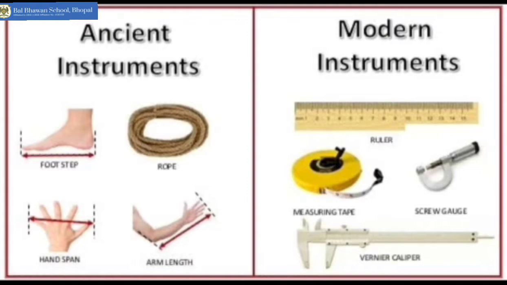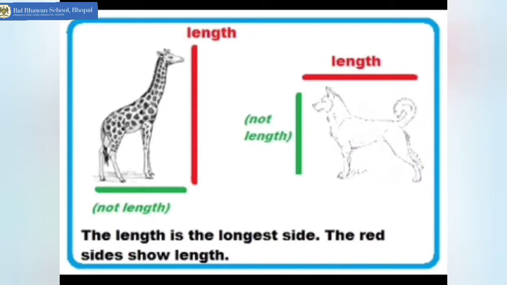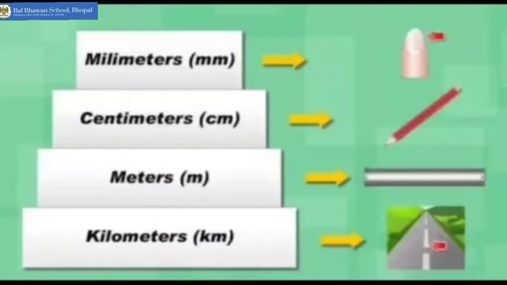Okay, let us see what are the standard units of length. Remember, the length is the longest side. Here in this picture, the red side shows the length. The standard unit to measure length of different objects are millimeters, centimeters, meters and kilometers. Here the order is being given from the smallest to the largest.